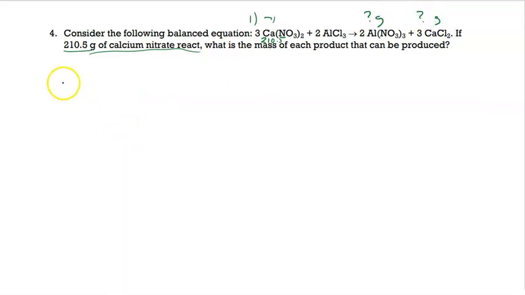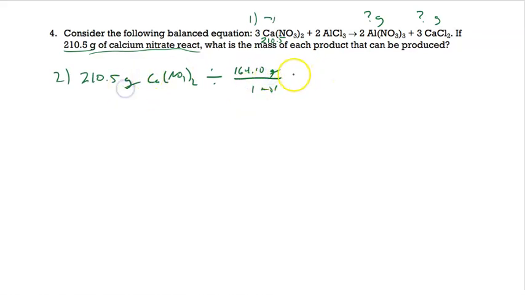Okay. So step 2, convert known quantity to moles. So 210.5 grams Ca(NO3)2 divided by the molar mass of calcium nitrate, which is 164.10 grams per mole. All right, and that equals 1.283 moles of Ca(NO3)2.